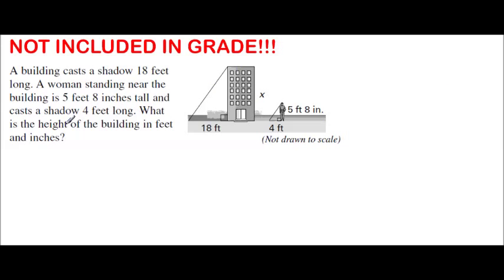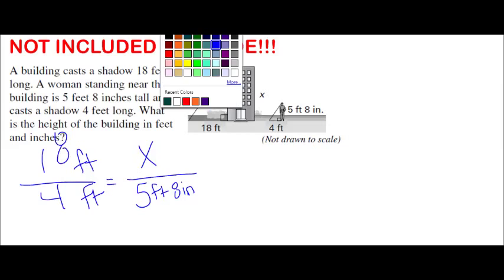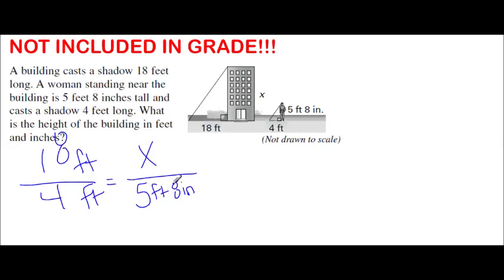Alright, now, this one's for those of you that attempted this problem. If you didn't even try it, then don't worry about paying attention, or you can try and figure it out. So I'm going to start by setting up my ratios, 18 feet and 4 feet. That's the length of the shadow, the building on top, the person on bottom. Then I'm going to put the height of the building over the height of the person. So I have building over person equal to building over person.